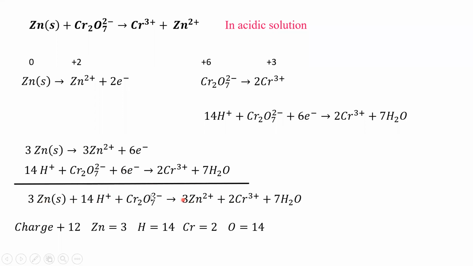We've got 3 zinc, 14 hydrogen, 14 hydrogen, 2 chromium, 2 chromium. 14 oxygen is wrong. That should say 7 oxygen. We've got 7 oxygens here and 7 oxygens here. That should say 7, not 14.